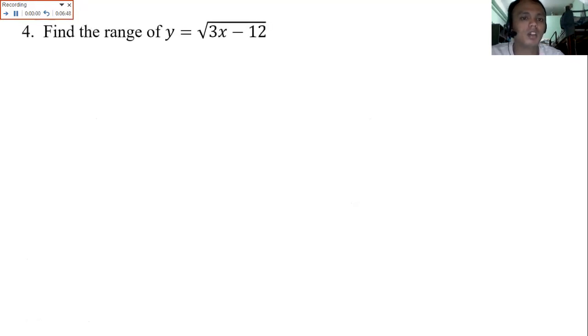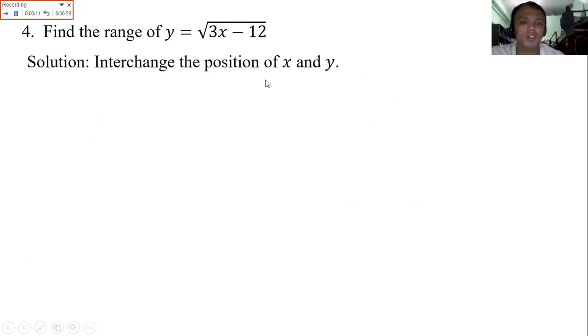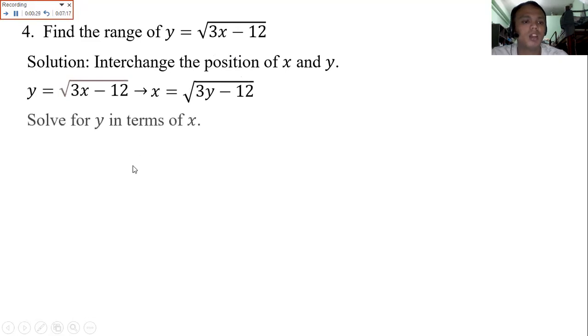Okay? Next, find the range of y equals to square root of 3x minus 12. So doon sa domain, nag-solve tayo para sa x. This time, if we get the value of the range, now interchange the position of x and y muna. Magiging x equals to the square root of 3y minus 12. Then solve for y in terms of x.